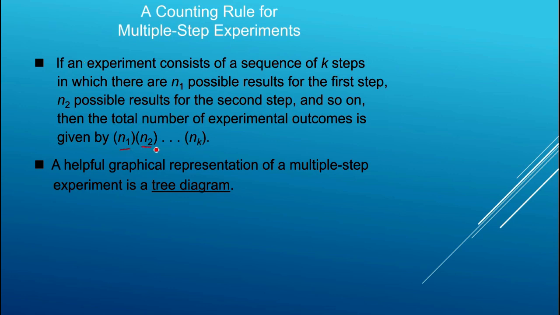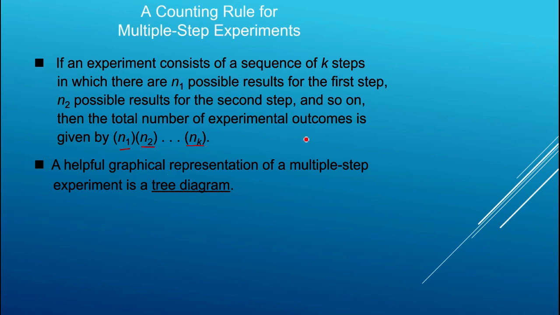Now, in order to motivate this, let me give you a very simple example. Let's suppose that we toss a coin 2 times. If we toss a coin 2 times, it's clear that there are 4 possible outcomes. This is intuitive to all of us. We can either flip a heads and then a heads, and then a tails and then a heads, or we can flip 2 tails. So there are 4 possibilities.